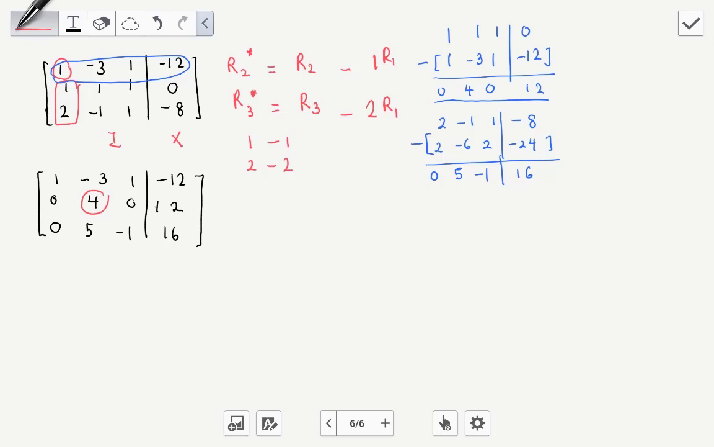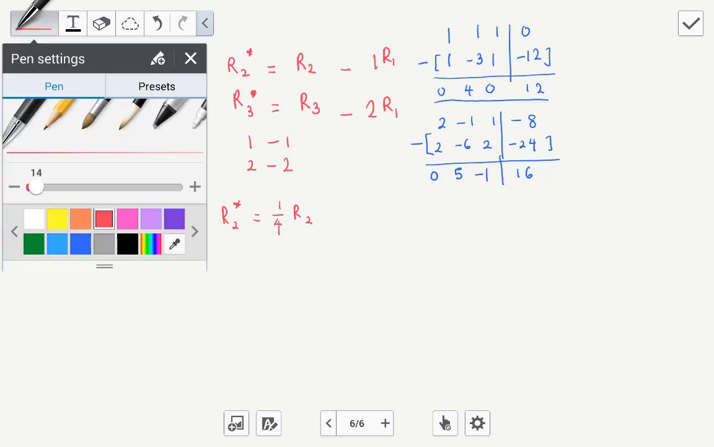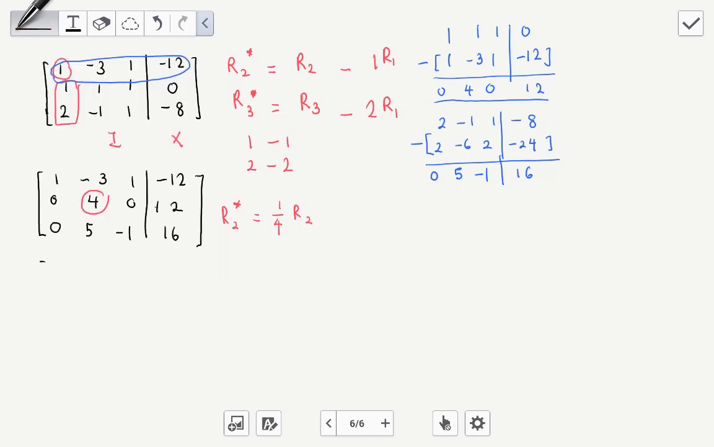So, we're going to change 4 into 1. The involved operation is on row 2. When we are changing into 1, we will use multiplication. So, 1 over 4 times 4 will give us 1. The change is only on row 2. There's only one step here.